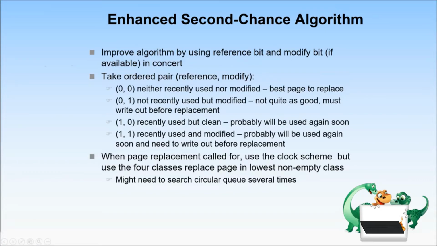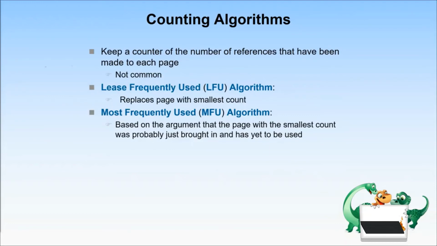So this algorithm searches the page table in a circular fashion in as many as four passes, looking for the first page it can find in the lowest numbered category. For example, it takes a pass looking at 00 and then it can find one. It makes another pass looking for 01, etc. The main difference between this algorithm and the previous one is the preference of replacing clean pages if possible.